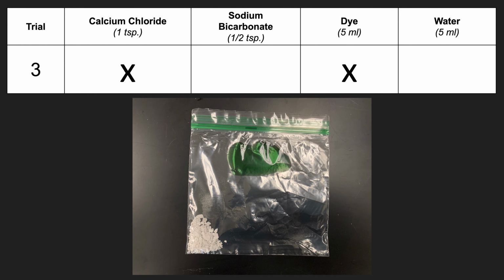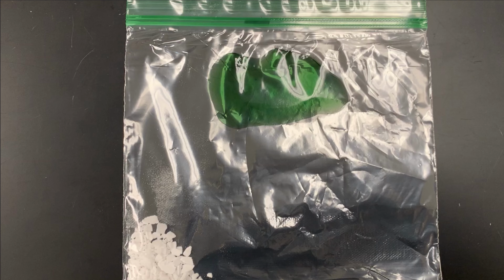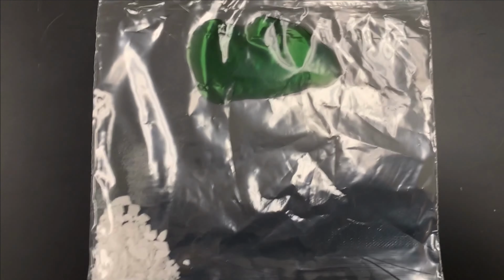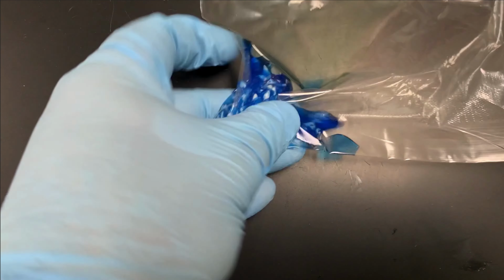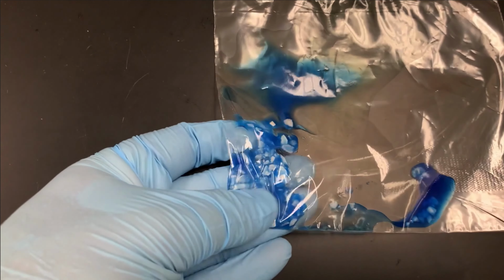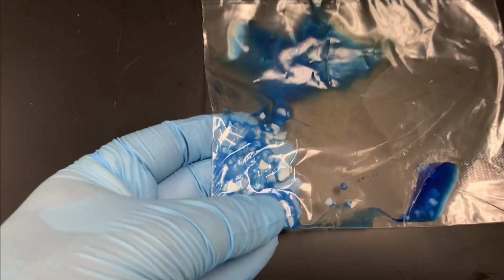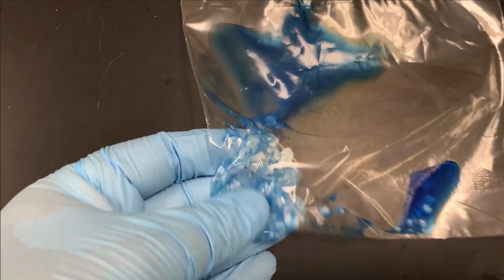In trial 3, we're going to mix calcium chloride and dye together. So when we mix those two things together, what I'm going to observe is that the reaction feels warm. So the one observation I'm going to make is that when those two things are mixed together, it feels really hot, it feels really warm.